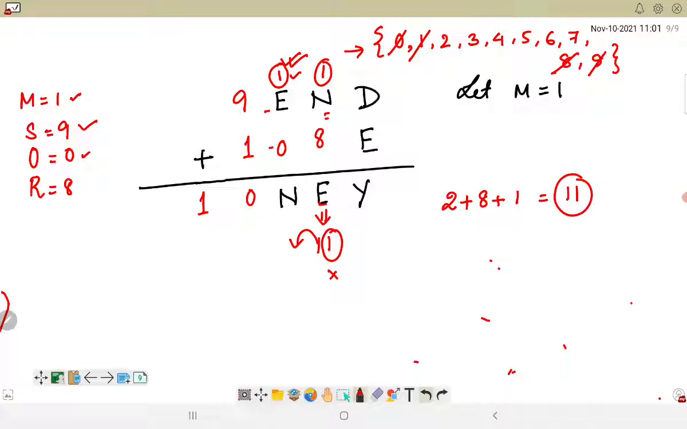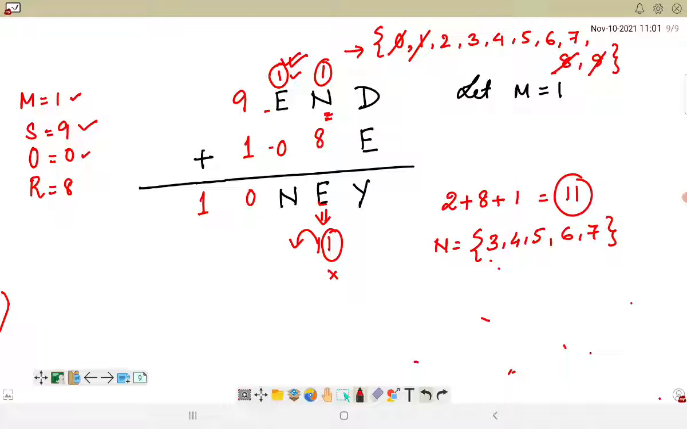Therefore this particular value n has to range somewhere from 3, 4, 5, 6 and 7. Okay, so n can have the values 3, 4, 5, 6 and 7. Now we cannot consider 8 and 9 as well because 8 and 9 are also taken, isn't it? So this is the scenario.